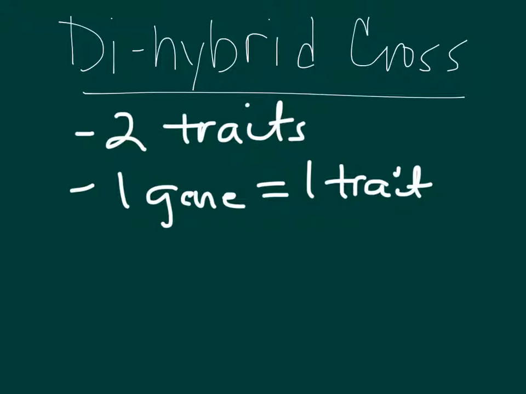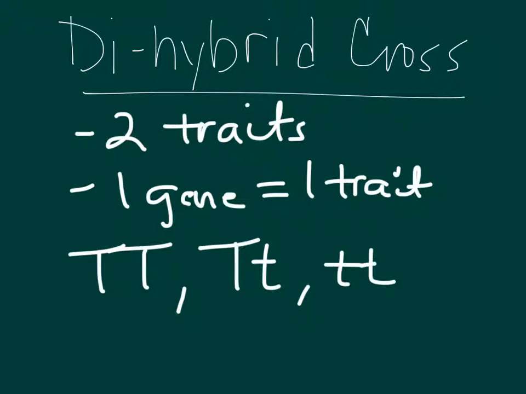Tall versus short. Tall is dominant, so what are my potential genotypes for the gene tall? 2 capital T's or capital T lowercase t. And if they're going to be short, 2 baby t's. Round is dominant. So what are the 2 genotypes for a round? You do 2 capital R's and a capital R and lowercase r. And then for the wrinkled, 2 baby r's.